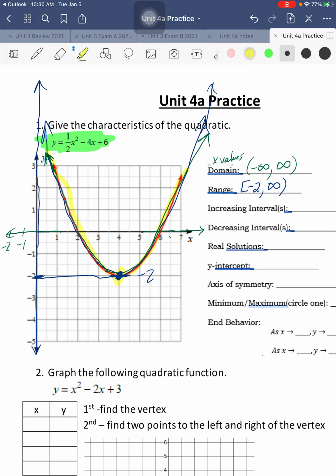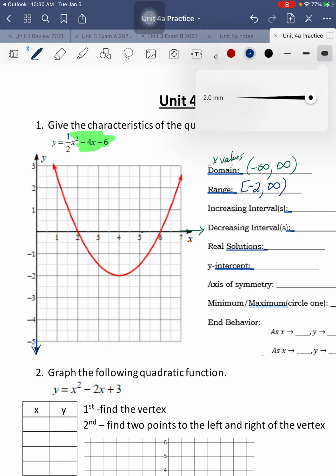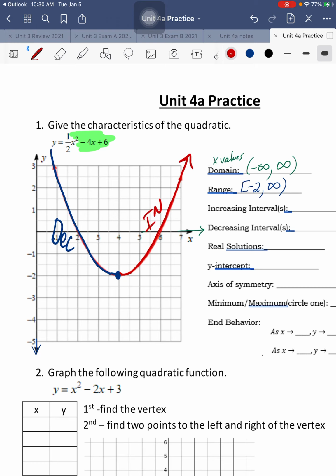All right, increasing and decreasing intervals. So we have a graph that's going down and then back up. So first, let's label the graph. From left to right, we have going down, so that's decreasing to the vertex, and then it turns and it's going back up, so that's increasing. So now we have to name the domain of each one of those sections, intervals. So this is decreasing from left to right always. So from left to right, where is that coming from? It's coming from the left, the x values of negative infinity.